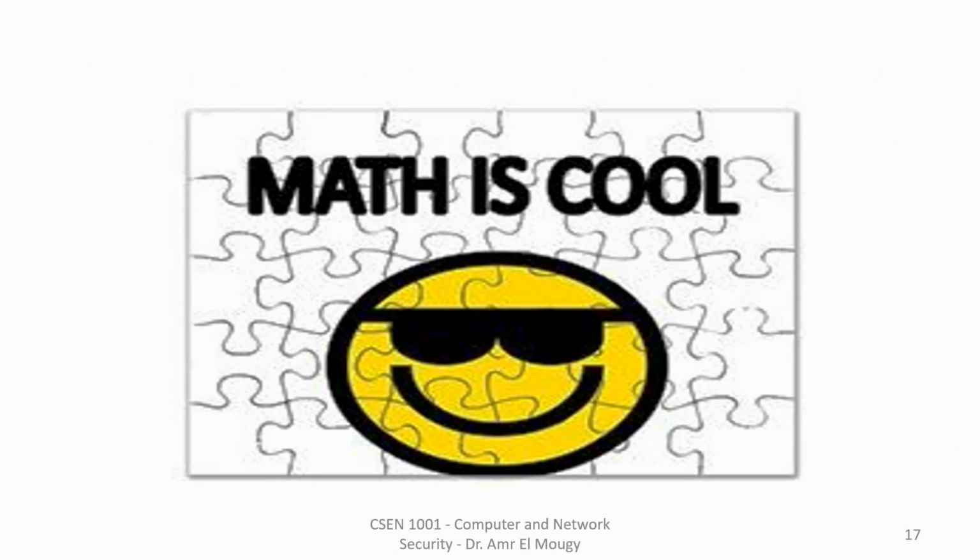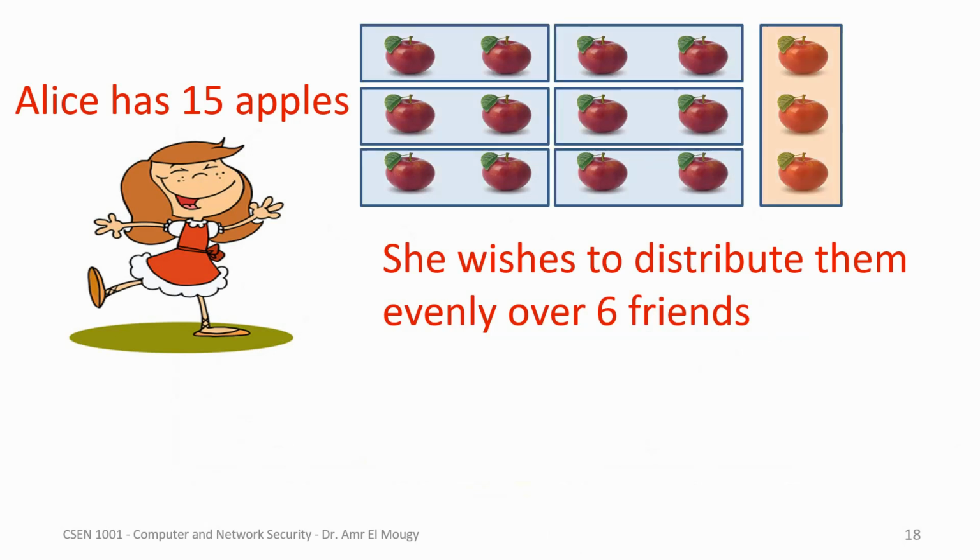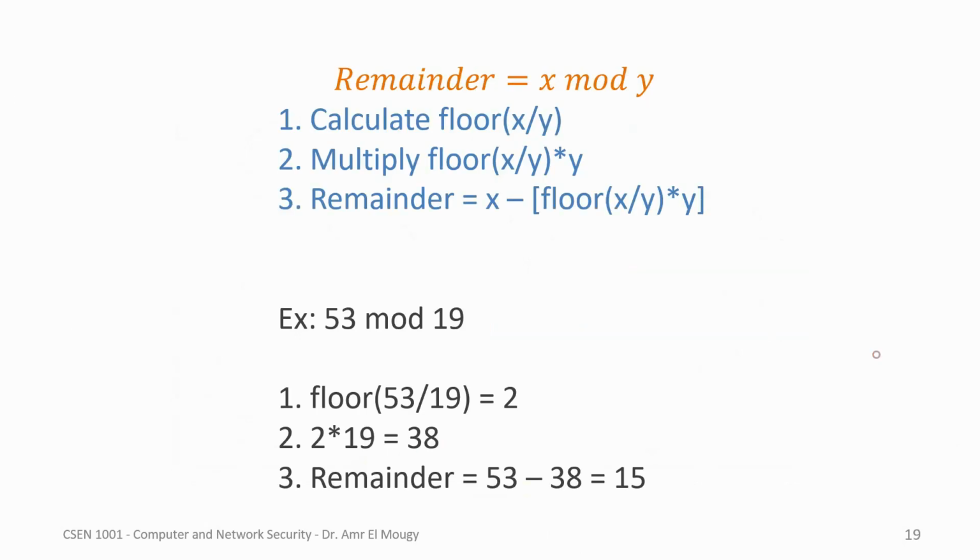Okay, now we can start to look into the first public key cryptography algorithm, and hopefully this will clarify a lot of the concepts that we have been explaining. First thing we have to say is that math is cool, because all public key cryptography algorithms rely one way or the other on some form of math. Particularly, the algorithms that we will discuss rely on modular arithmetic. If Alice has 15 apples, she wishes to distribute them evenly over 6 friends. We know that there will be a remainder, and we find this remainder using modular arithmetic. This is just the way to calculate mod if your calculator doesn't calculate it right away.